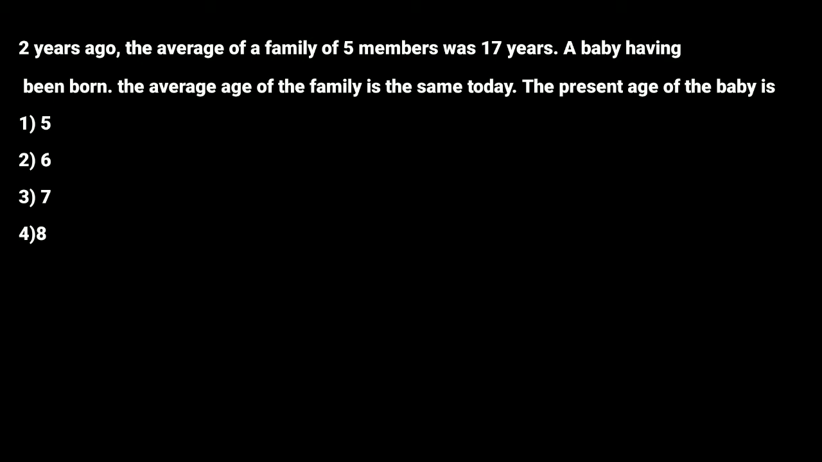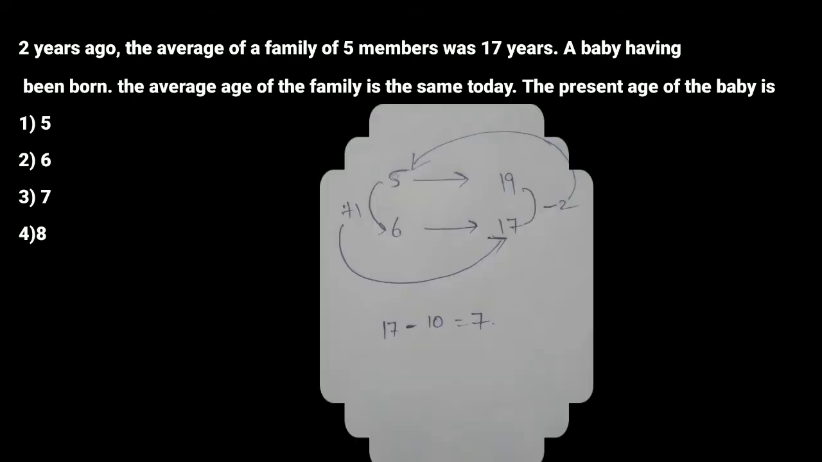2 years ago, the average age of a family of 5 members was 17 years. A baby having been born, the average age of the family is the same today. The present age of the baby is? Now follow the same procedure.